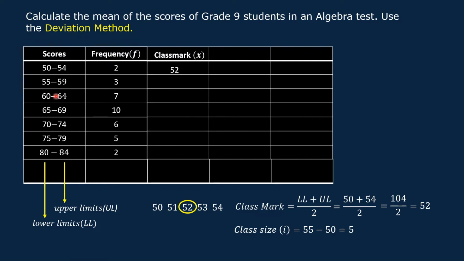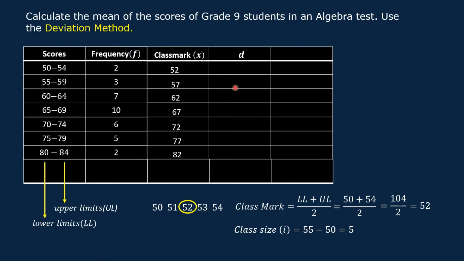So 55 plus 59 divided by 2 is 57. 60 plus 64 divided by 2 is 62. 65 plus 69 divided by 2 is 67. 70 plus 74 divided by 2 is 72. 75 plus 79 divided by 2 is 77. 80 plus 84 divided by 2 is 82.